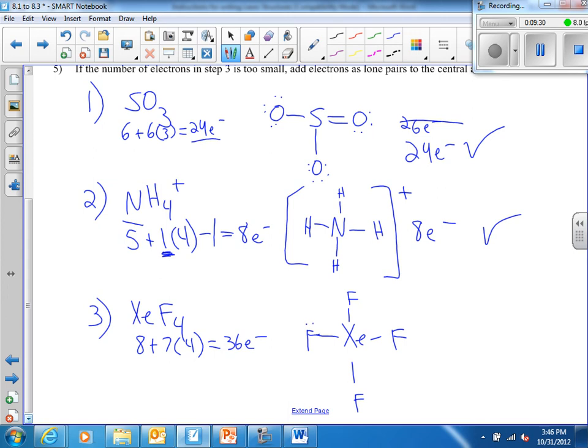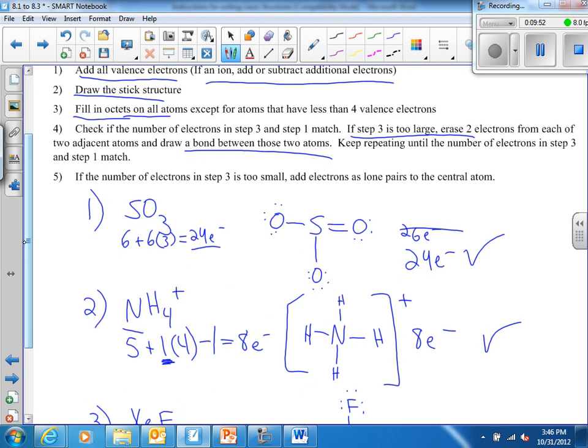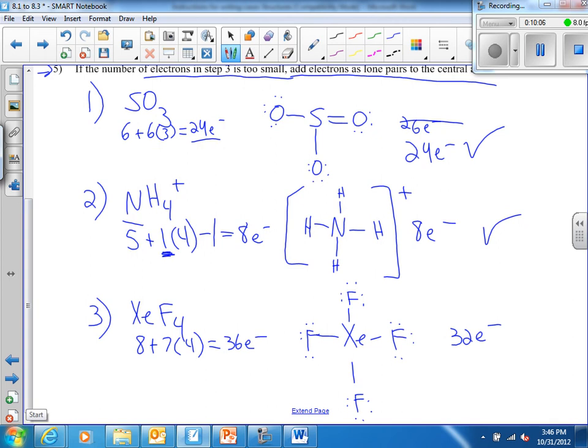Fill in our octets. Count them up. And when you count these all up, you should get 32 electrons. But we need 36. It's not going to help to get rid of any electrons. This is that funny one where we have to look at step 5. If the number of electrons in step 3 is too small, it was only 32 as opposed to 36, we add electrons as lone pairs to the central atom. And we add those lone pairs on the diagonal. We need 4 more electrons, so we will add 2 more lone pairs.